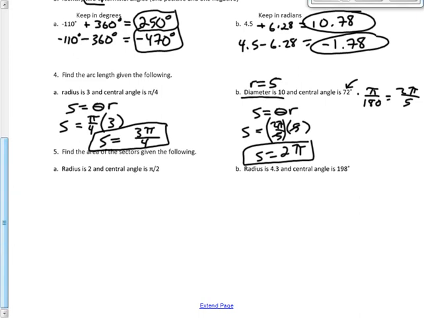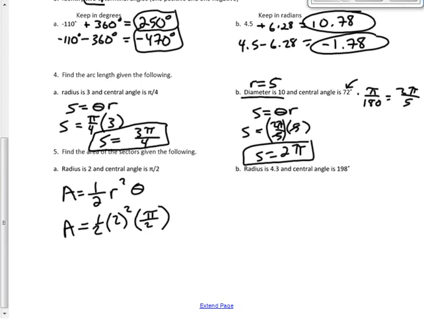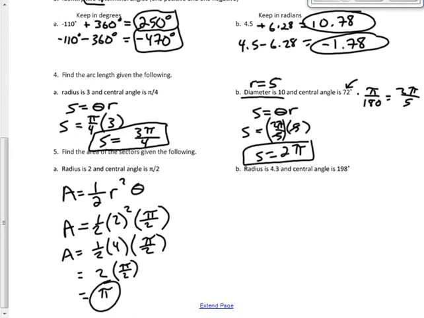The area of a sector, we had the area of a sector formula. It is equal to 1/2 r squared theta. So then we have area equals 1/2. The radius they gave us was 2 squared, and theta is in radians, so we're good on that. So I've got A equals 1/2 times 4 times pi over 2. Half of 4 is 2. 2 times pi over 2 is just equal to pi. So I get an area of 3.14 or pi.